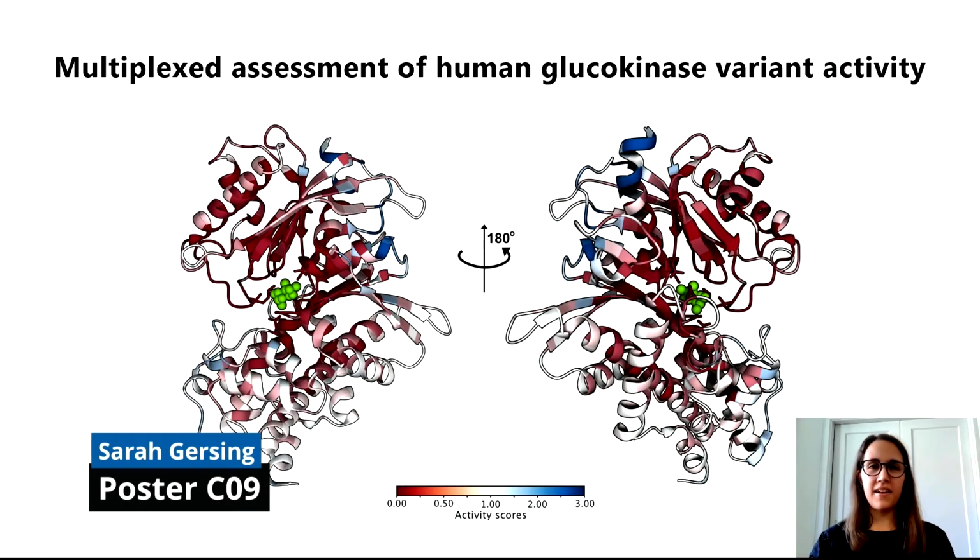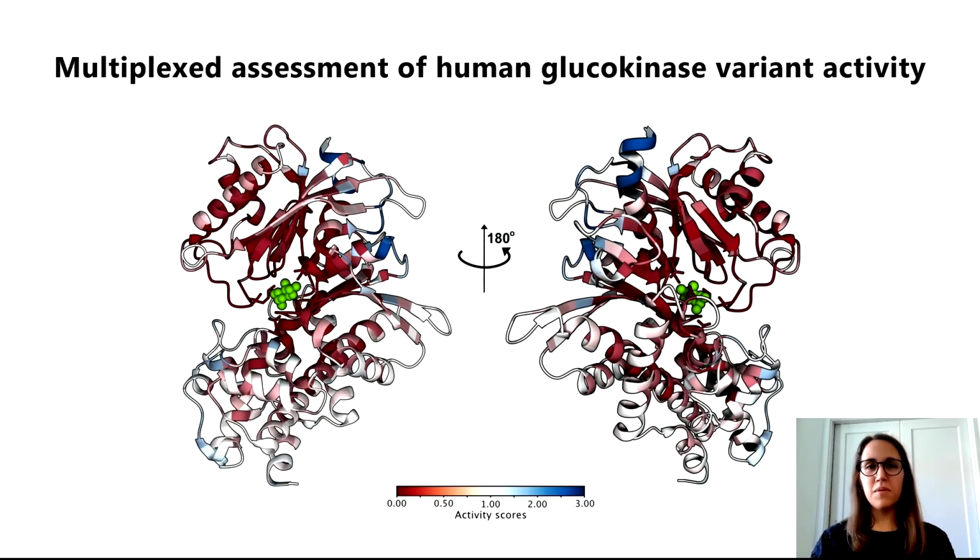Hi, I'm Sarah Gersing, and I'm a PhD student in the Hartmann-Petersen group at the University of Copenhagen. My project is focused on the human enzyme glucokinase. Glucokinase regulates insulin secretion in response to changes in blood glucose levels. The activity of glucokinase is finely tuned to maintain glucose homeostasis, and variants that decrease or increase activity are therefore linked to several diseases. Loss of function variants can cause glucokinase MODY, a monogenic form of diabetes. Patients with glucokinase MODY are frequently misdiagnosed and receive unnecessary treatment.